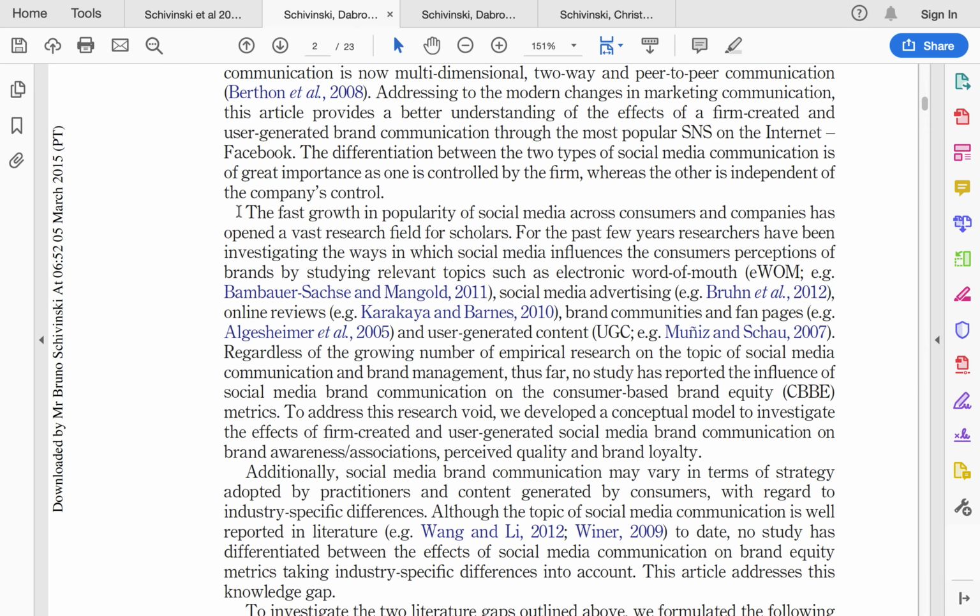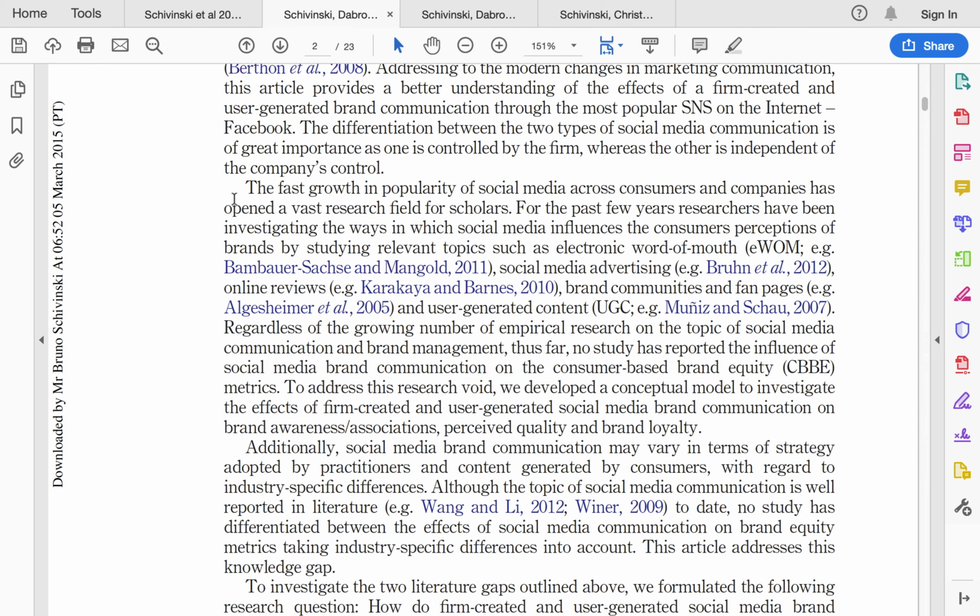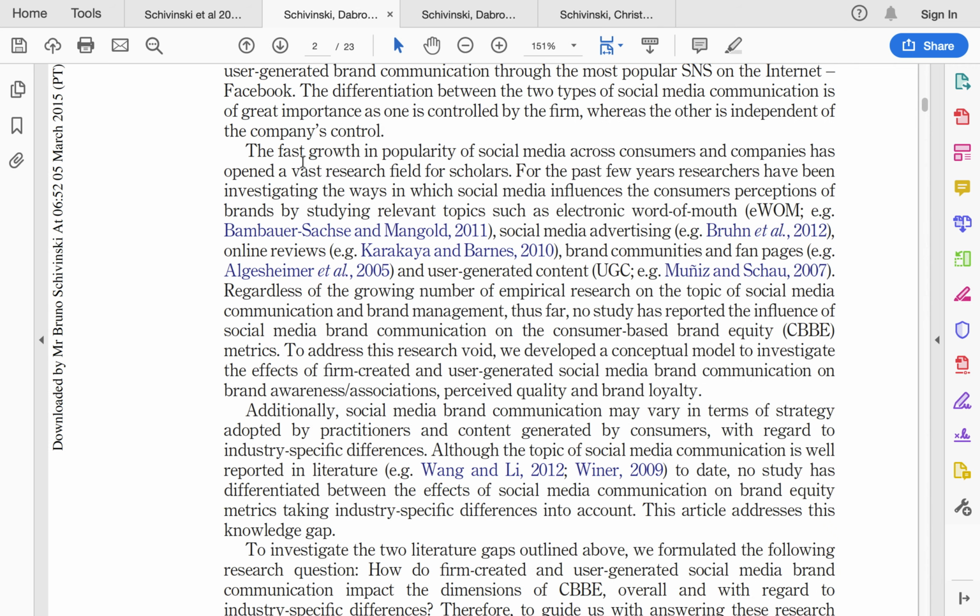Research builds up. It's nothing that we just started from scratch, from zero. Most of the time we're following other papers, complementing other people's research. For example, take a look at the first sentence here: the fast growth in popularity of social media across consumers and companies has opened a vast research field for scholars. This is a very important sentence because I'm addressing to the readers that a lot was done before this paper, and this is something you need to acknowledge every time you're writing an introduction. You need to say what was done in the field before.